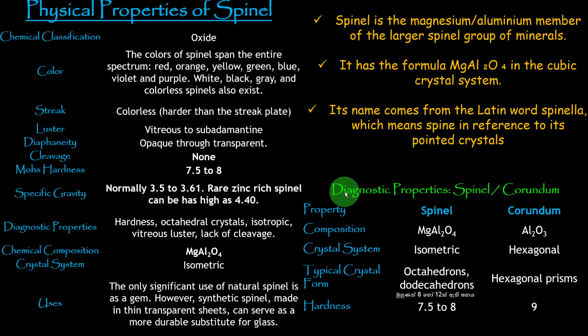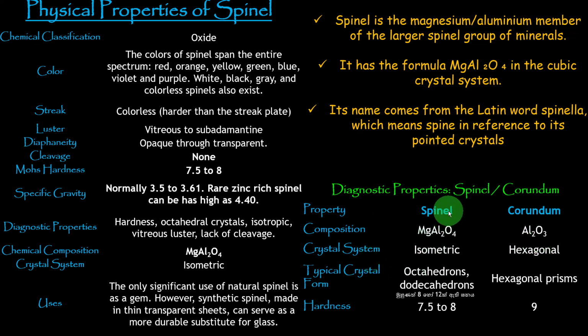Now I am moving to diagnostic properties. I need to consider and compare the differences between spinel and corundum. Look at the property: spinel is magnesium aluminate, MgAl2O4. Corundum is aluminium oxide, Al2O3. Magnesium is the extra atom inside the composition. This is the difference, magnesium aluminate and aluminium oxide, corundum.